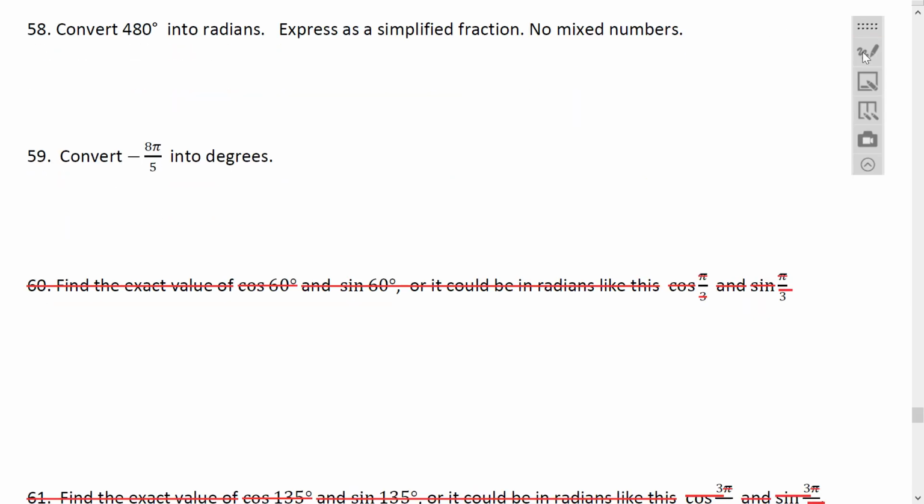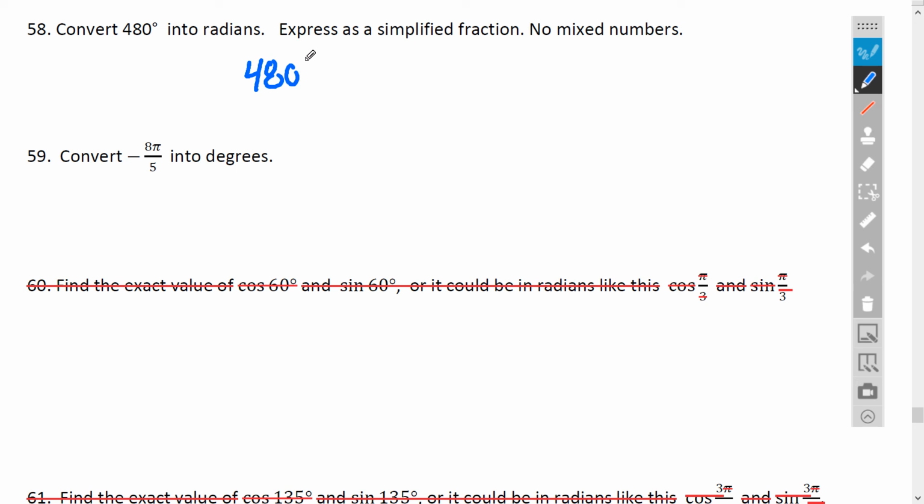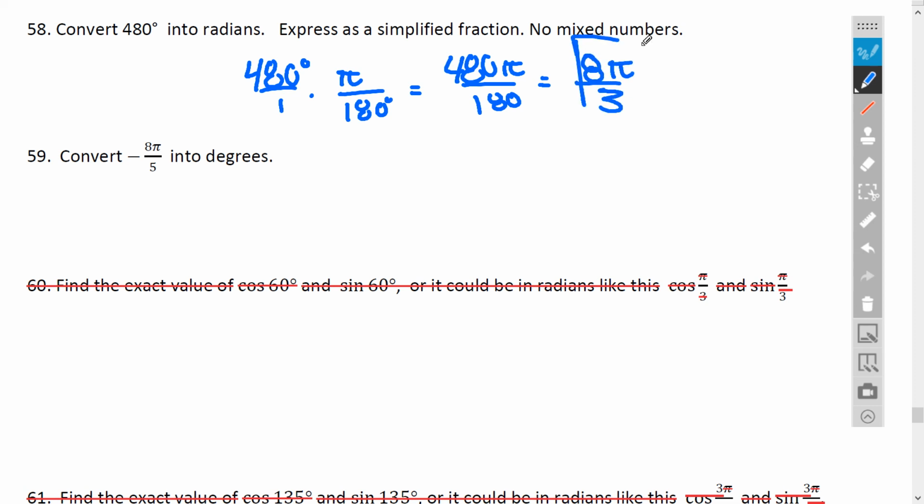58, convert 480 degrees into radians. Okay, so 480 degrees multiplied by pi over 180 degrees. So we got 480 pi over 180, and 480 over 180 reduces to 8 over 3, so that's 8 pi over 3.